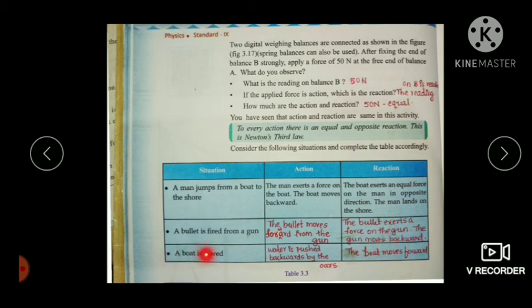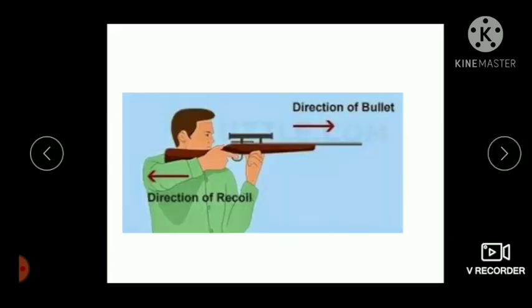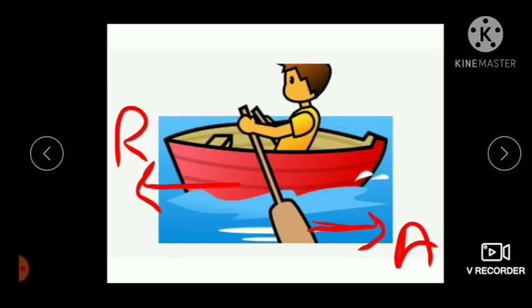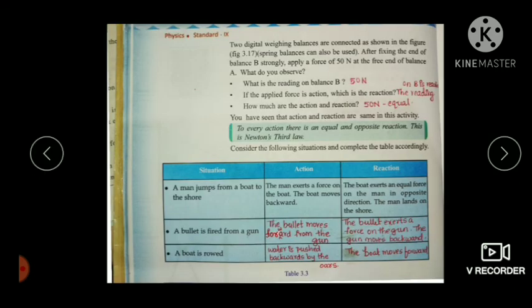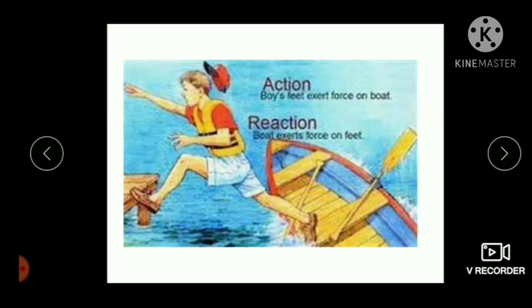Next one, a boat is rowed. So here the water is pushed backward by the oars, that is action, and due to this action, the reaction is the boat moves forward. So here the action is water is pushed backwards by the oars, and reaction is the boat moves forward.